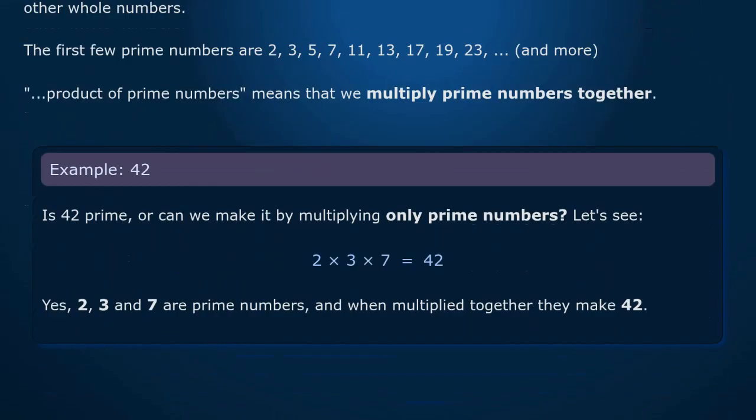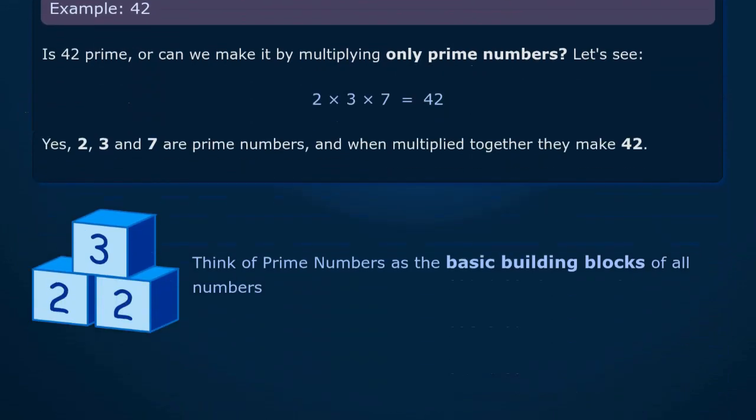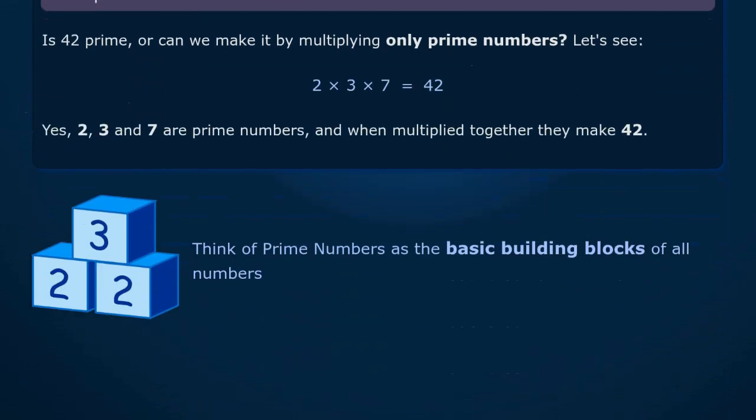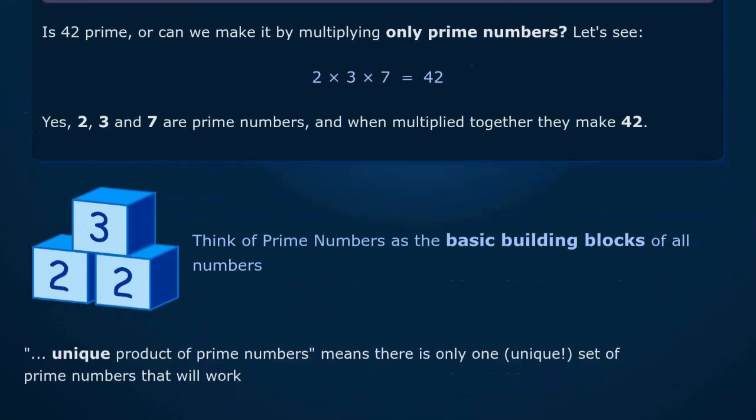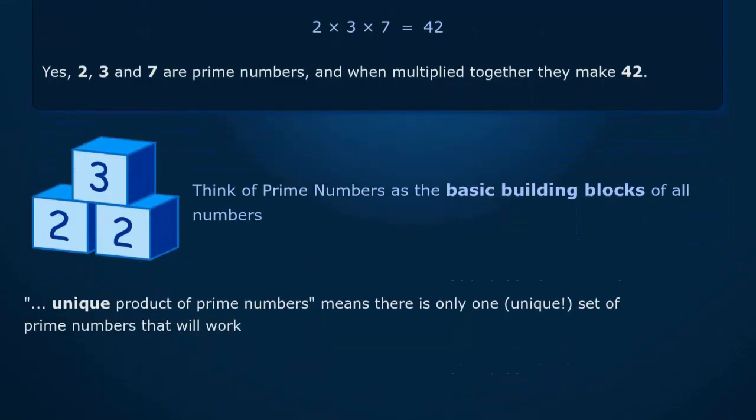Try some other examples for yourself. How about 30 or 33? Think of prime numbers as the basic building blocks of all numbers. Unique product of prime numbers means there is only one unique set of prime numbers that will work.